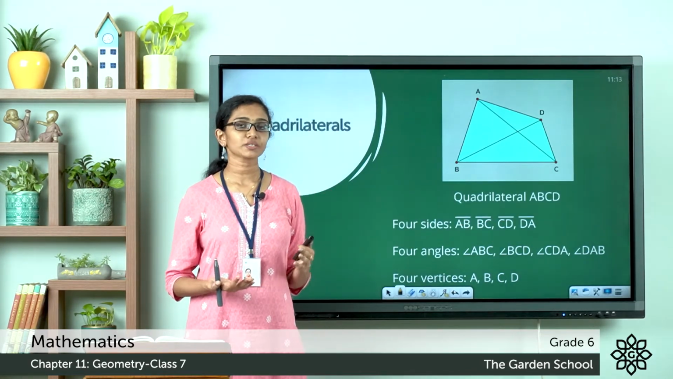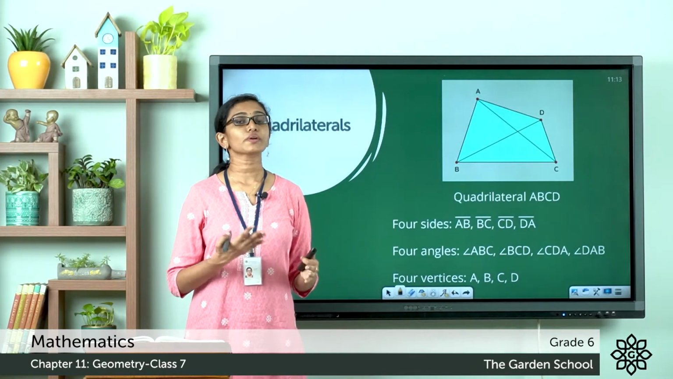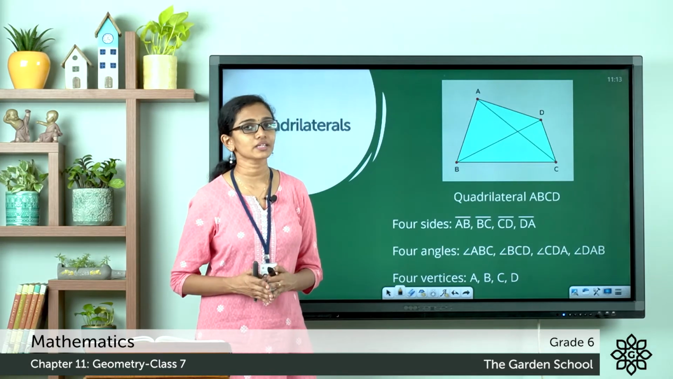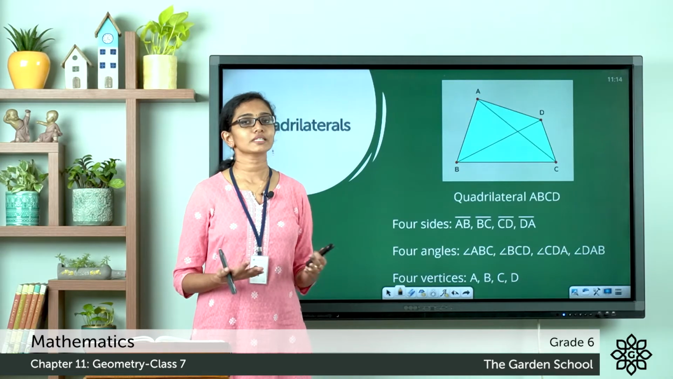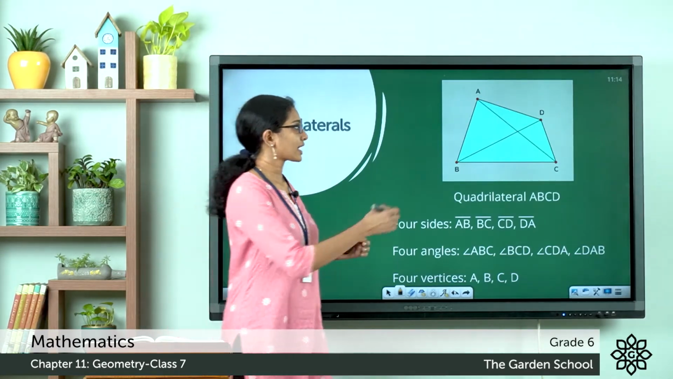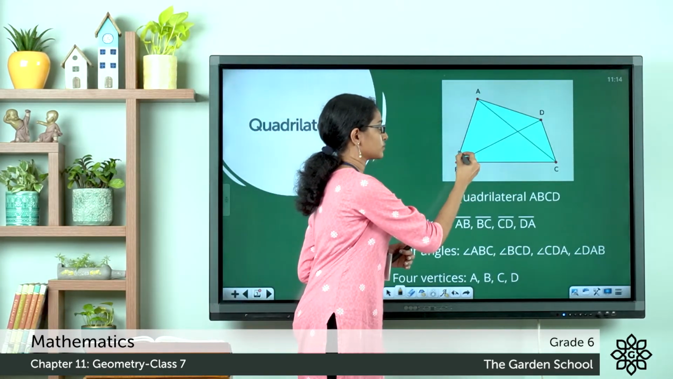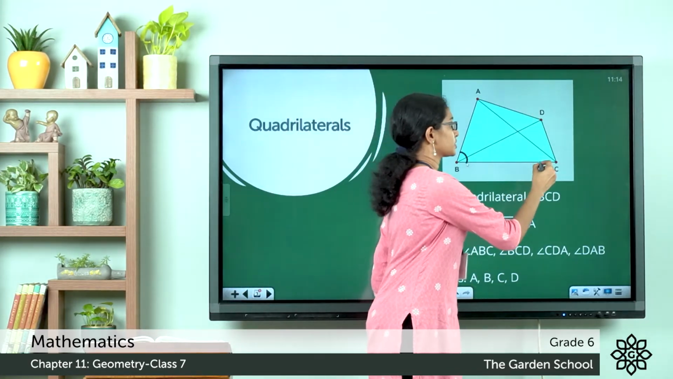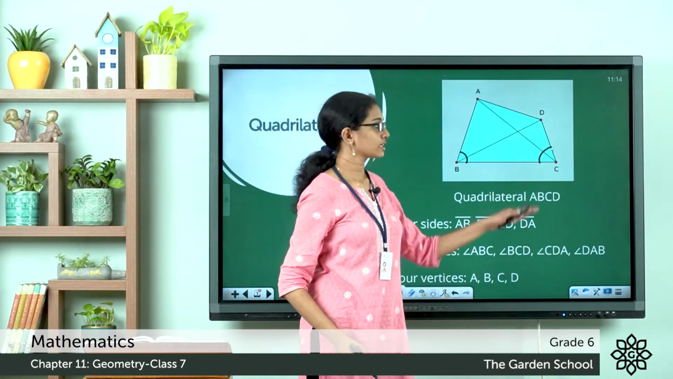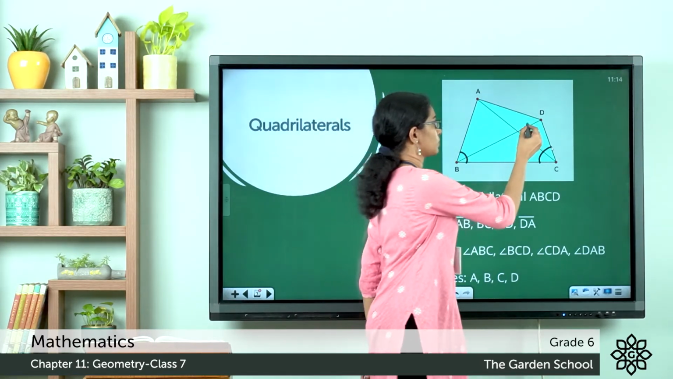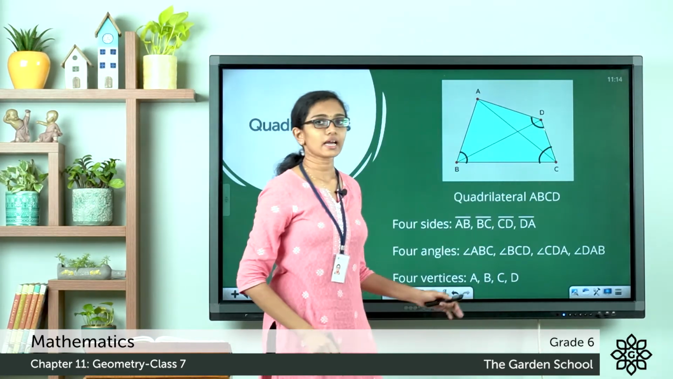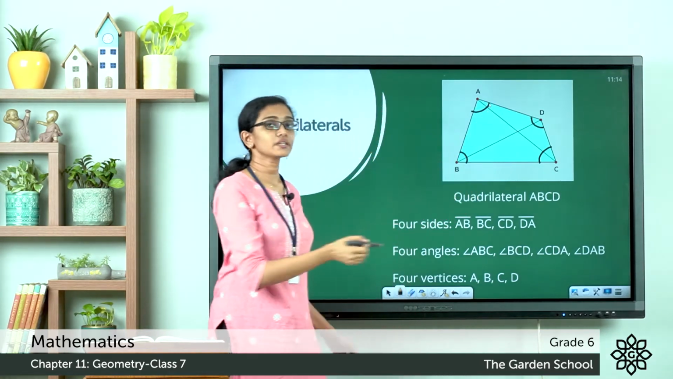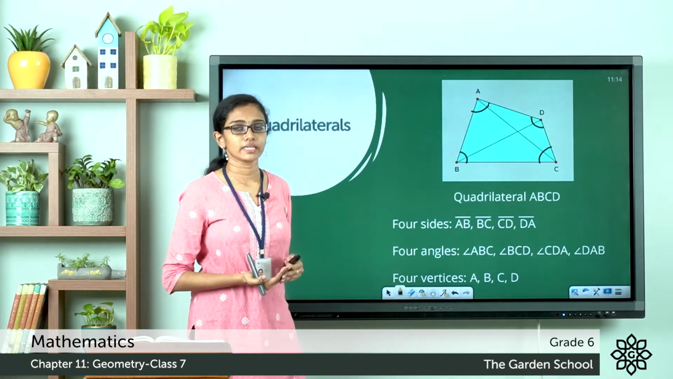So these four sides of the quadrilateral also enclose four angles within the quadrilateral. So which are the four angles of this quadrilateral? So let's see the four angles. So there is angle ABC, which is this one. There is angle BCD, which is this one. There is angle CDA, which is this one. And there is angle DAB, this one. So these are the four angles of this quadrilateral.